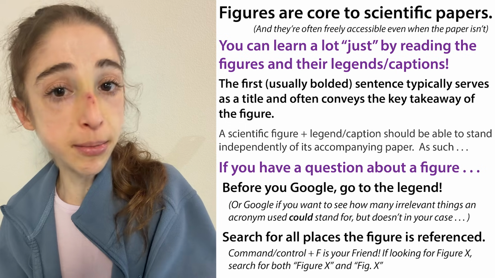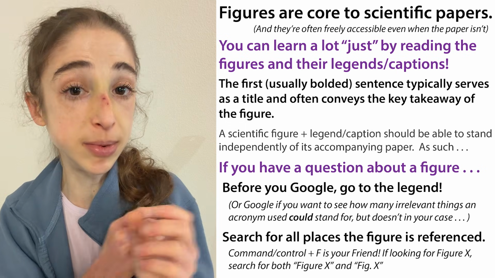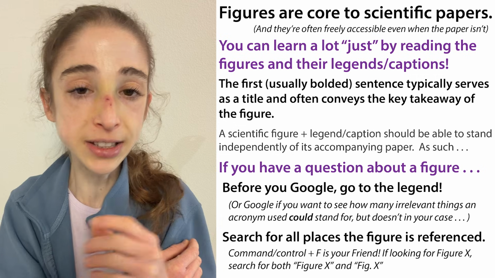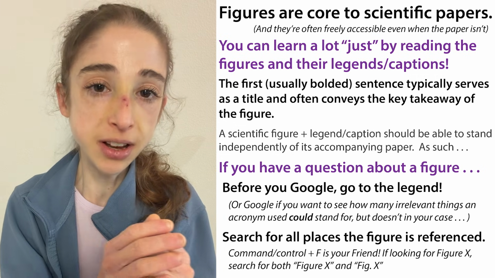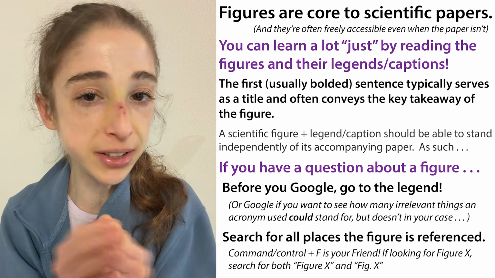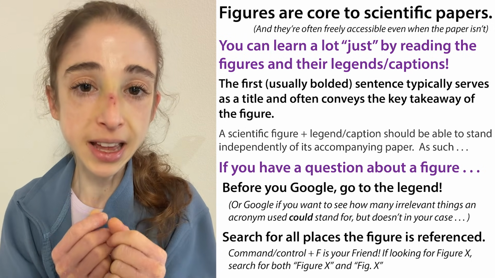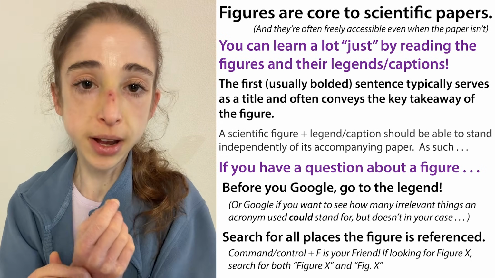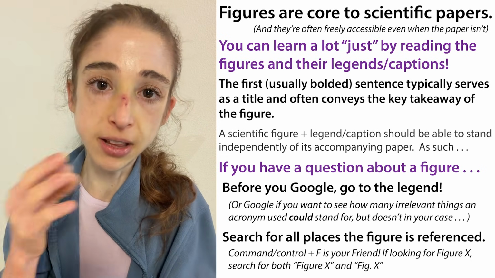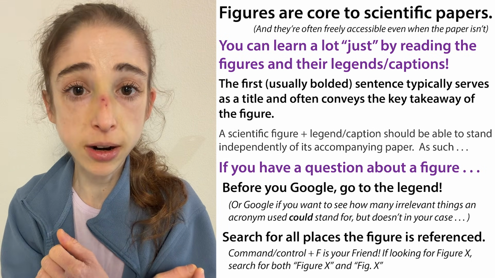As you get some practice, a helpful thing to do is to look and see where that figure has been cited in the paper. So you might search for figure X or fig X. Command or Control F is your friend. Find where that figure is talked about in the paper, and that is going to help you interpret the figure potentially. And then later on, when you're just looking at the figures, you can go and see where it's talked about specifically in the paper.